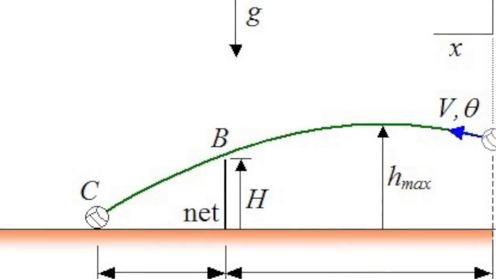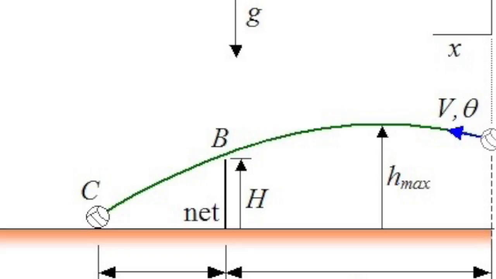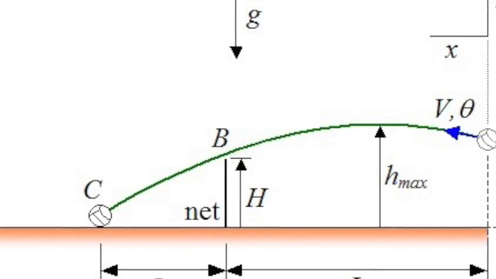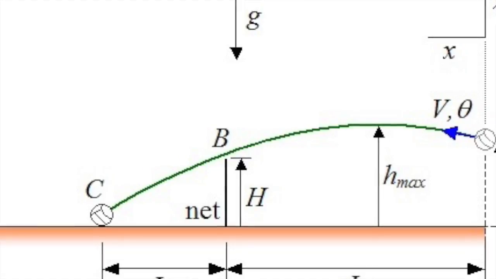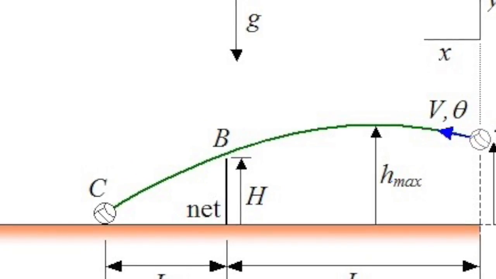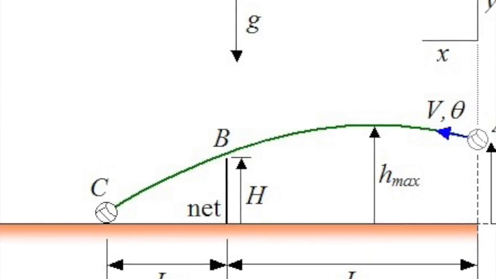Once a volleyball is served, it experiences projectile motion. In the figure, point A is the serve location. Point B is the location just above the net where the ball passes, and C is the location on the court where the ball lands.